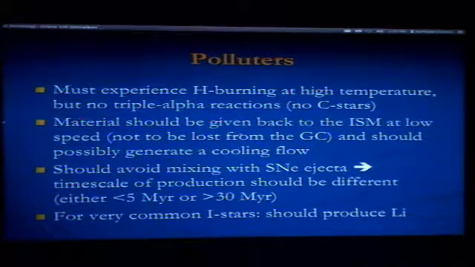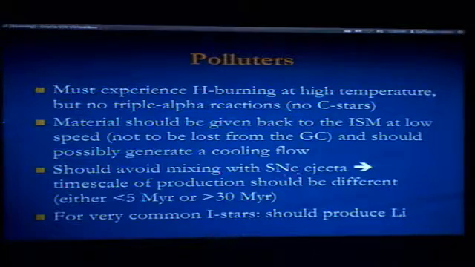The material should be given back to the interstellar medium at low speed, not to be lost from the globular cluster, and should possibly generate a cooling flow so that you have a mix of material from which you form a second generation, a group of stars, not simply that you form stars continuously from the material that is ejected by the star.